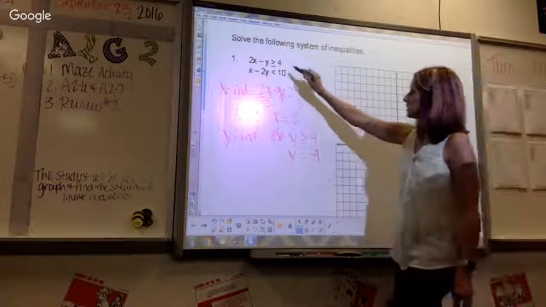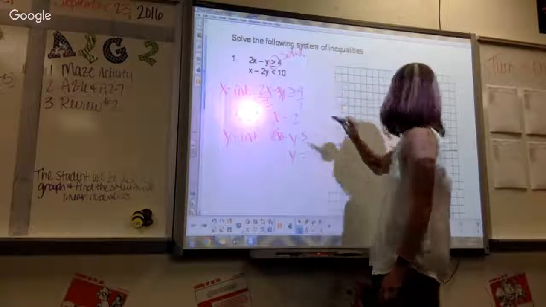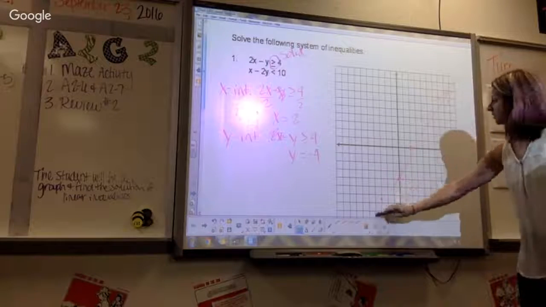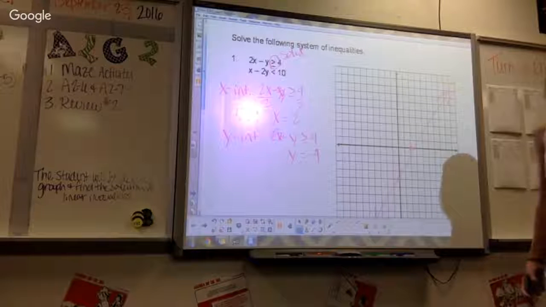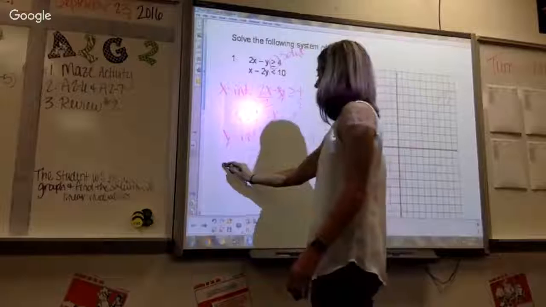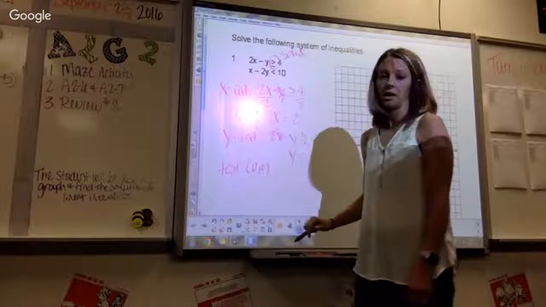And then notice we talked about when it's equal to, it's a solid line. So we will connect the 2 points. Make sure you finish the line all the way through the graph. And then we're going to figure out where we need to shade. Okay, so we talked about that yesterday. We're going to plug in a test point. So I'm going to plug in just 0, 0. That's the easiest one to plug in.